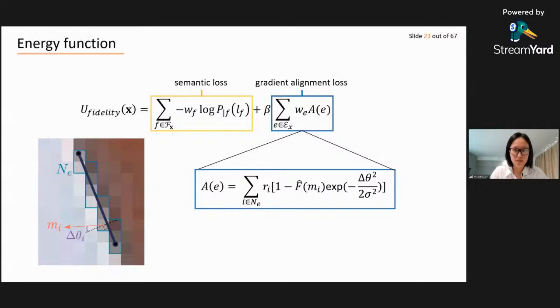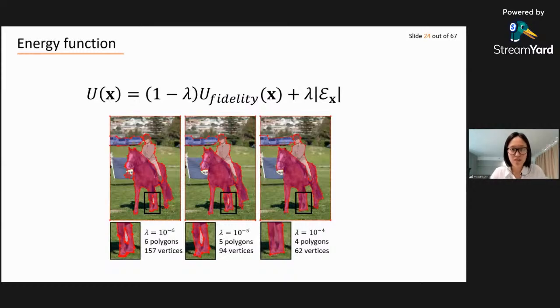The first term is a semantic loss, and the second term is a gradient alignment loss. Both of them are normalized according to the image size. The gradient alignment loss aggregates per pixel deviation along each edge. The direction of pixel gradients is modeled as a Gaussian distribution around the edge's normal. The two terms are balanced by a parameter lambda between 0 and 1. As shown in the crops, increasing lambda would lead to more compact yet less accurate polygons.